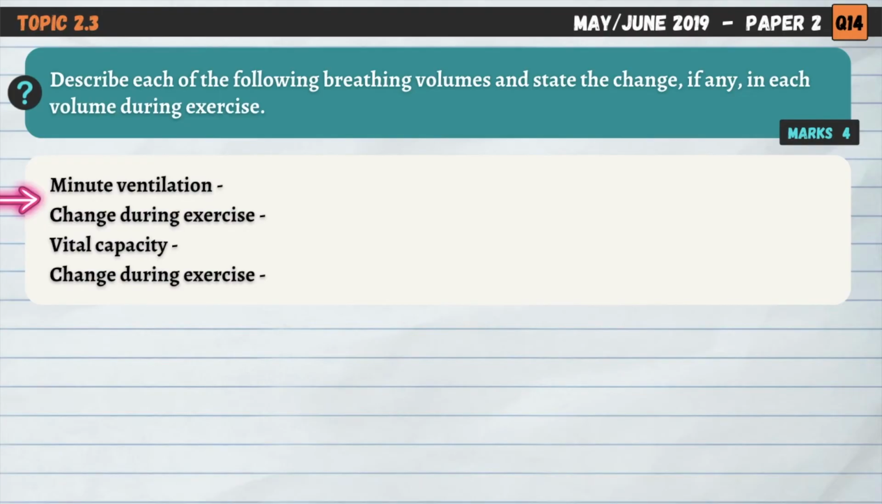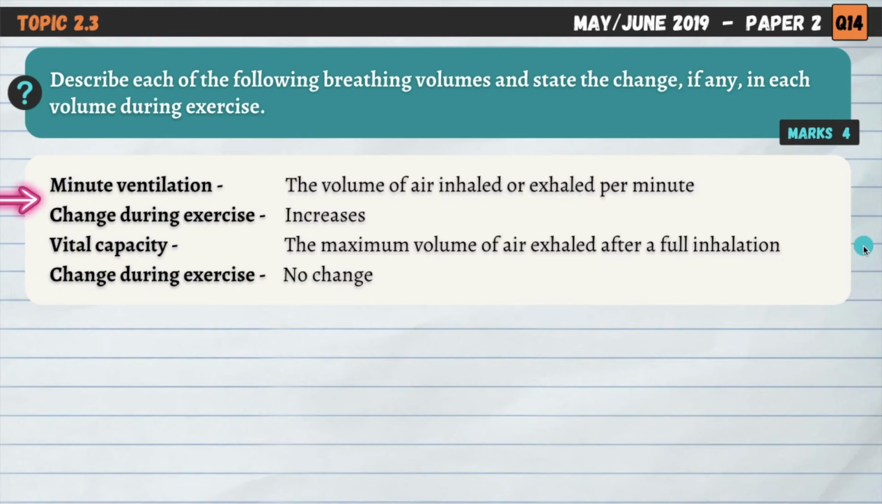You can see that these questions come up frequently, and therefore I need to remember my 4 breathing volumes, and I need to know the effect that exercise had on those volumes. So again, this one's worth 4 marks. It's essentially the same question as we just looked at, so I'll go through this one nice and quickly, but I've chosen a couple of different breathing volumes this time. Minute ventilation is the volume of air inhaled or exhaled per minute. That's the description of my breathing volume.